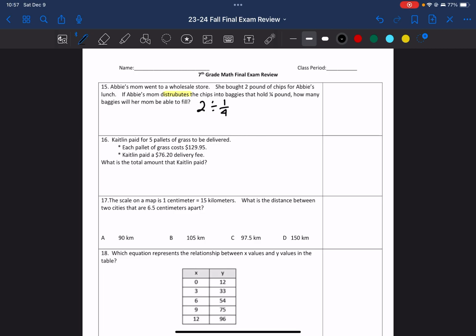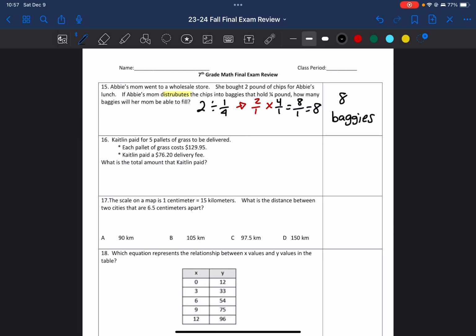Now remember, this is what we can do. We can change this to be 2 over 1, and that division has to change to multiplication, and then the 1/4 becomes 4 over 1. So what we get is 2 times 4, which is 8. 1 times 1 is 1. Basically what we have is 8. So she can actually fill 8 baggies.